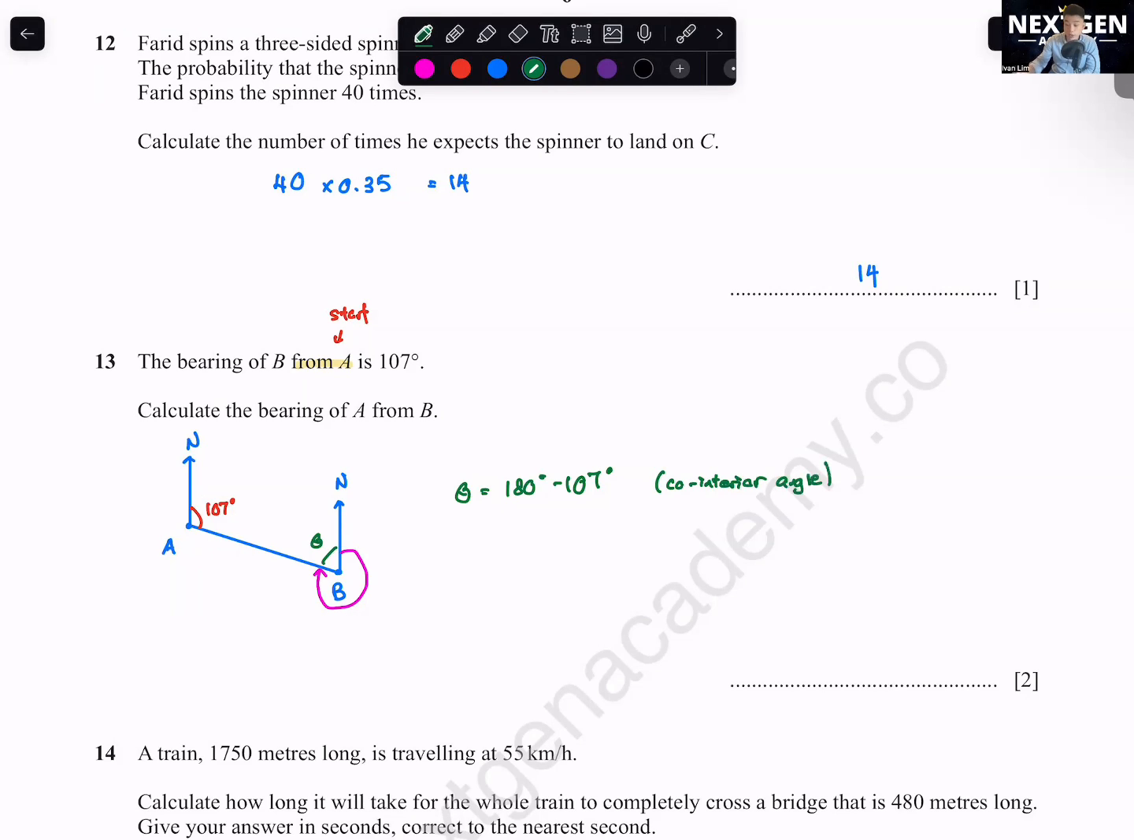These are called co-interior angles: when two parallel lines, the two angles inside. Your angle here will be equal to 73 degrees. So for me to find the bearing of A from B, I will take 360 degrees minus 73 degrees, which will get 287 degrees. Okay, anyone don't understand this part on the concept of bearing? Bearing is from north, always from north, then clockwise direction.